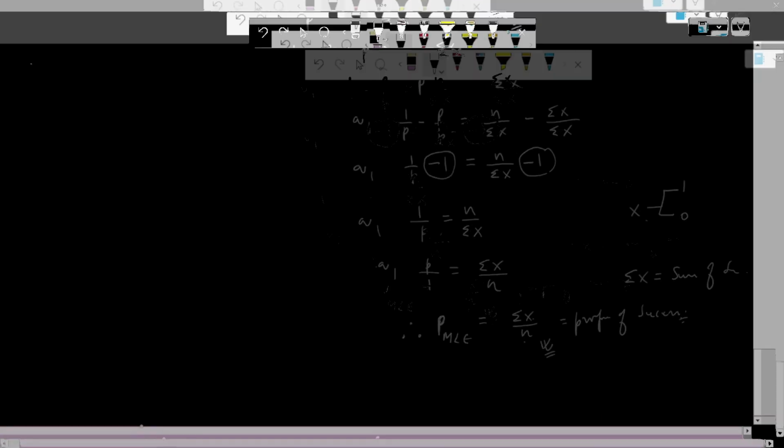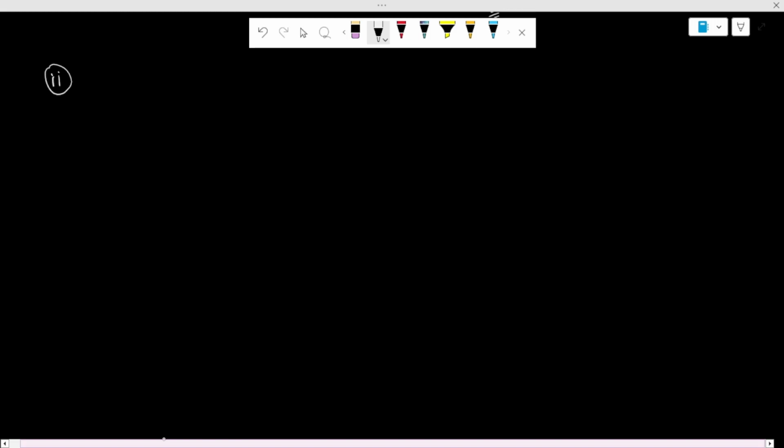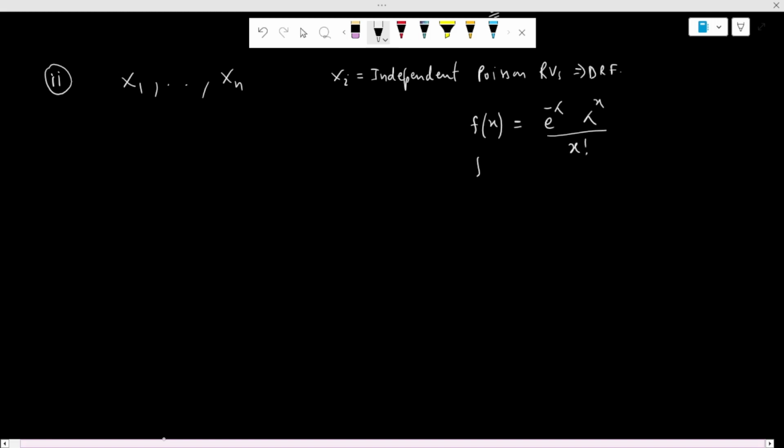Now let us see another example. For another example, let us again take our sample x1 all the way to xn. Our sample size is n, and each of the xi are independent Poisson random variables. Poisson random variables are also discrete random variables, so we have a probability mass function. Let us define the probability mass function of the Poisson random variable. We calculate this function for each of the observations from x1 all the way to xn, and as these are independent random variables, we construct their joint probability mass function. That is our likelihood function.